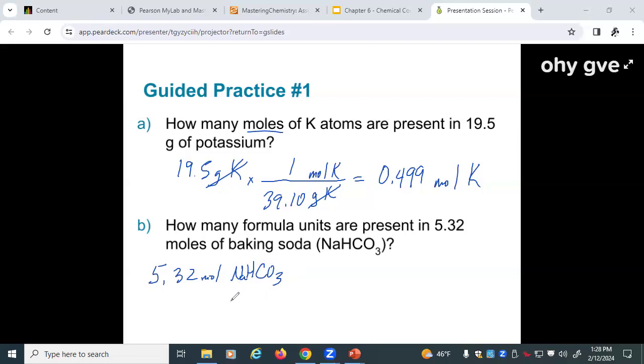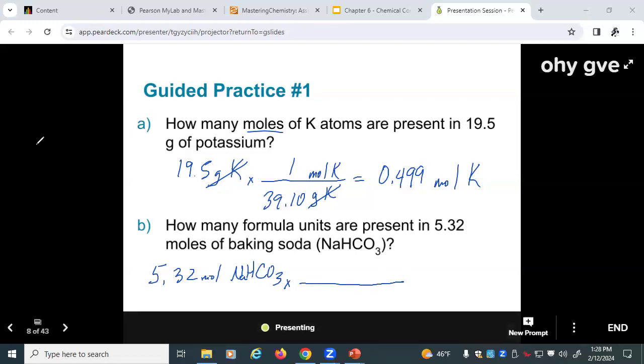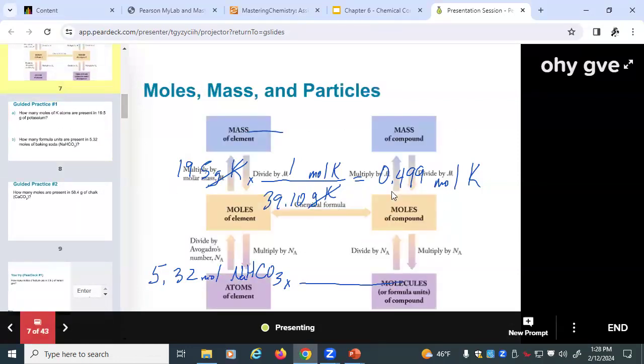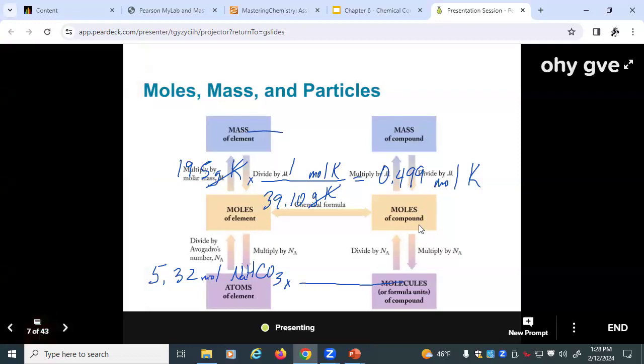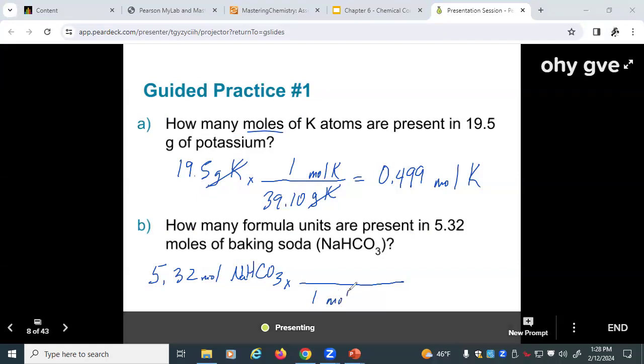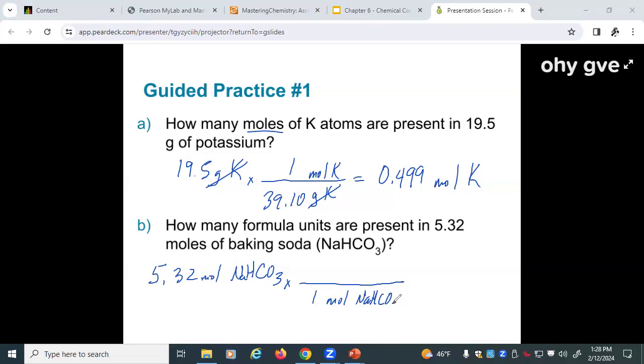So NaHCO3, sodium bicarbonate. Again, I can go back to my organization chart here. And it's going to tell me that to go between moles of a compound and molecules or formula units, I'm going to need Avogadro's number. So the conversion here, 1 mole of sodium bicarbonate is Avogadro's number, 6.022 times 10 to the 23rd formula units.